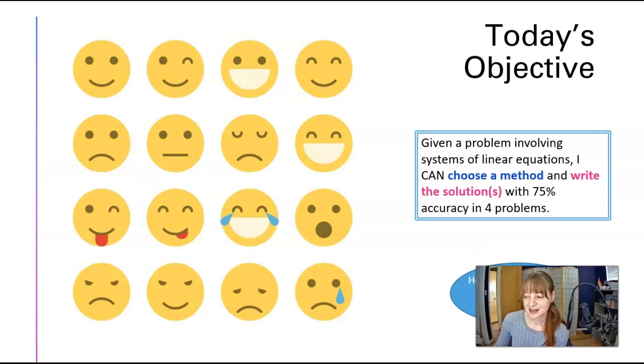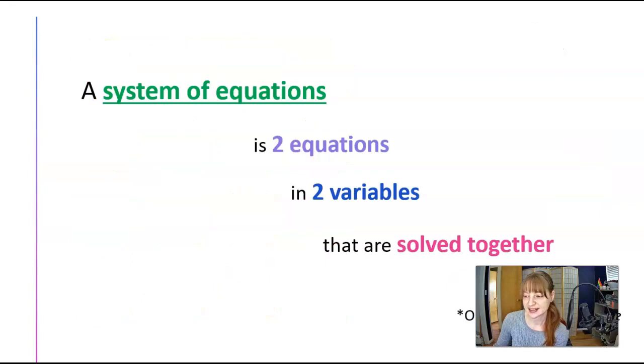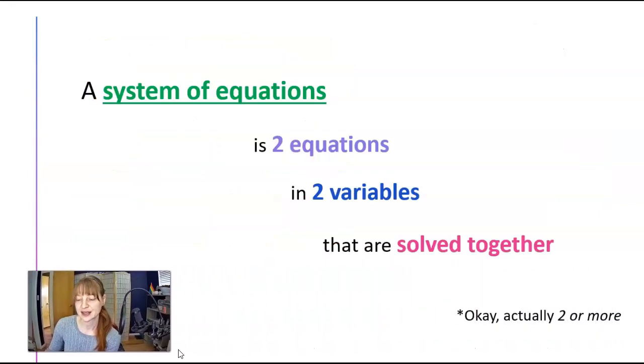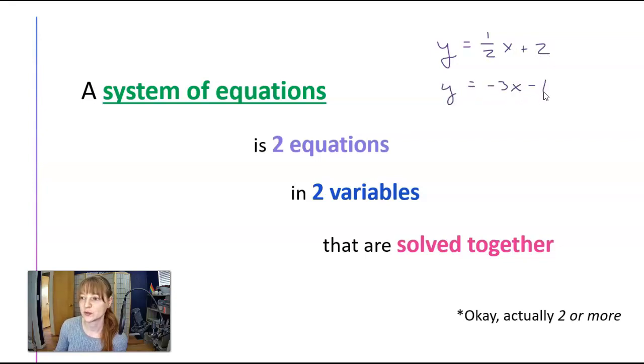So let's remind ourselves what a system of equations is. 2 equations in 2 variables that are solved together. So if you'll recall, they looked something like this. We'd get y equals 1/2 x plus 2, and this is just an example. Y equals negative 3x minus 1, and then we'd have curly braces around them like that. So that's what a system of equations looks like.